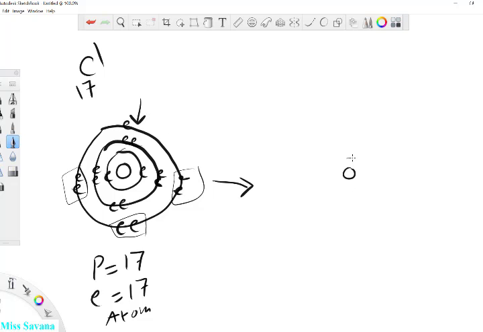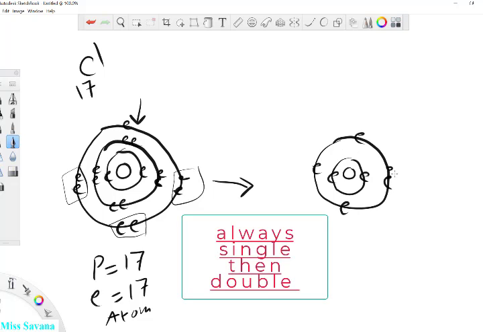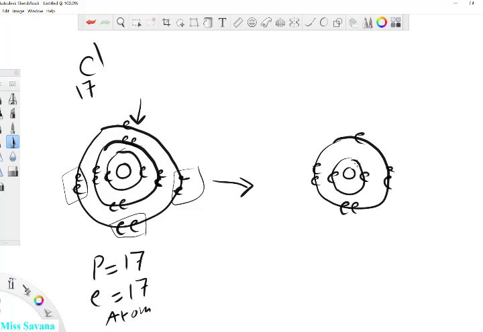Remember, guys, always in a single manner and then double it, so you don't get confused or make any mistake about it.